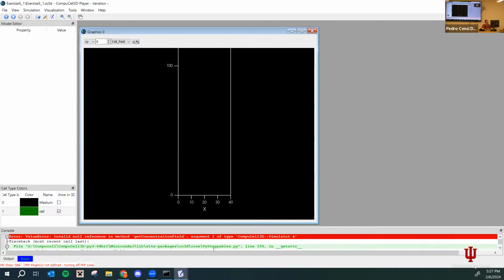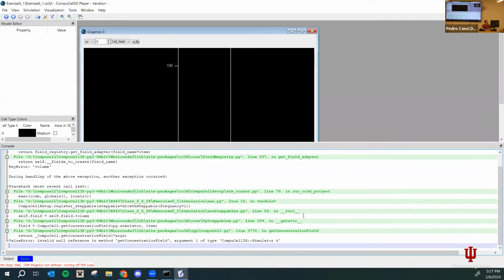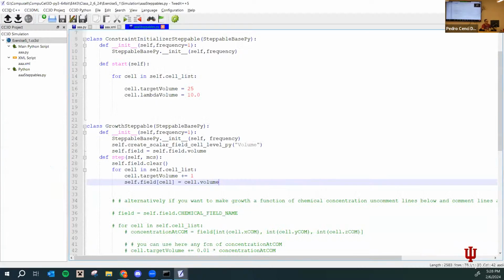Let's see what's going on. Go to the bottom, to your Steppables. So it has to be exactly the same string. In line 25, you have volume with uppercase V. In line 26, you have to have volume with uppercase V.